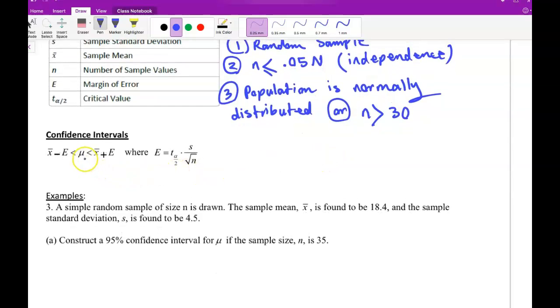Okay. So I already had this one in the first page. So mean is, this is our interval, mean is between this x bar plus error, and on this side we have x bar minus error.